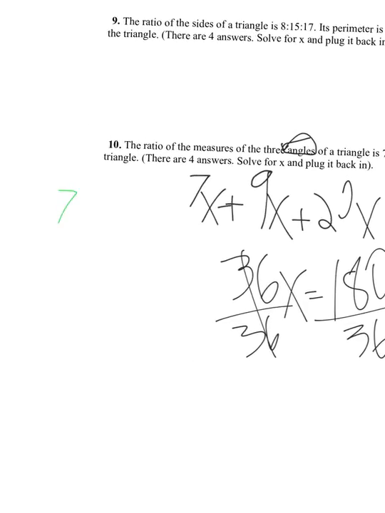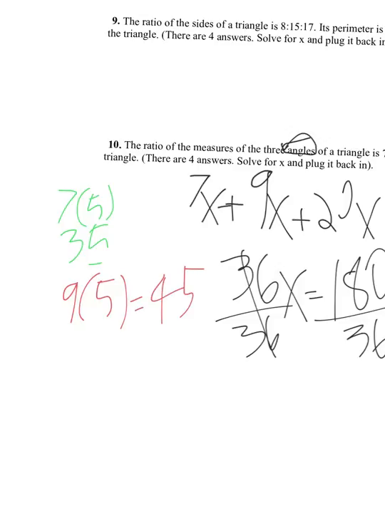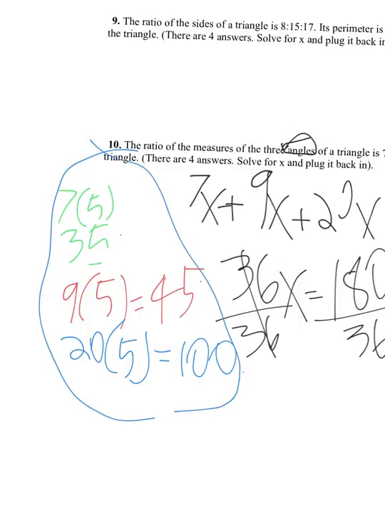So we got 7 times 5. That's going to be 35. We got 9 times 5. That'll be 45. And then I have 20 times 5, which is 100. Hey, what's 35 plus 45 plus 100? That'll equal 180. So there are my other 3 answers. So I have 4 total answers.